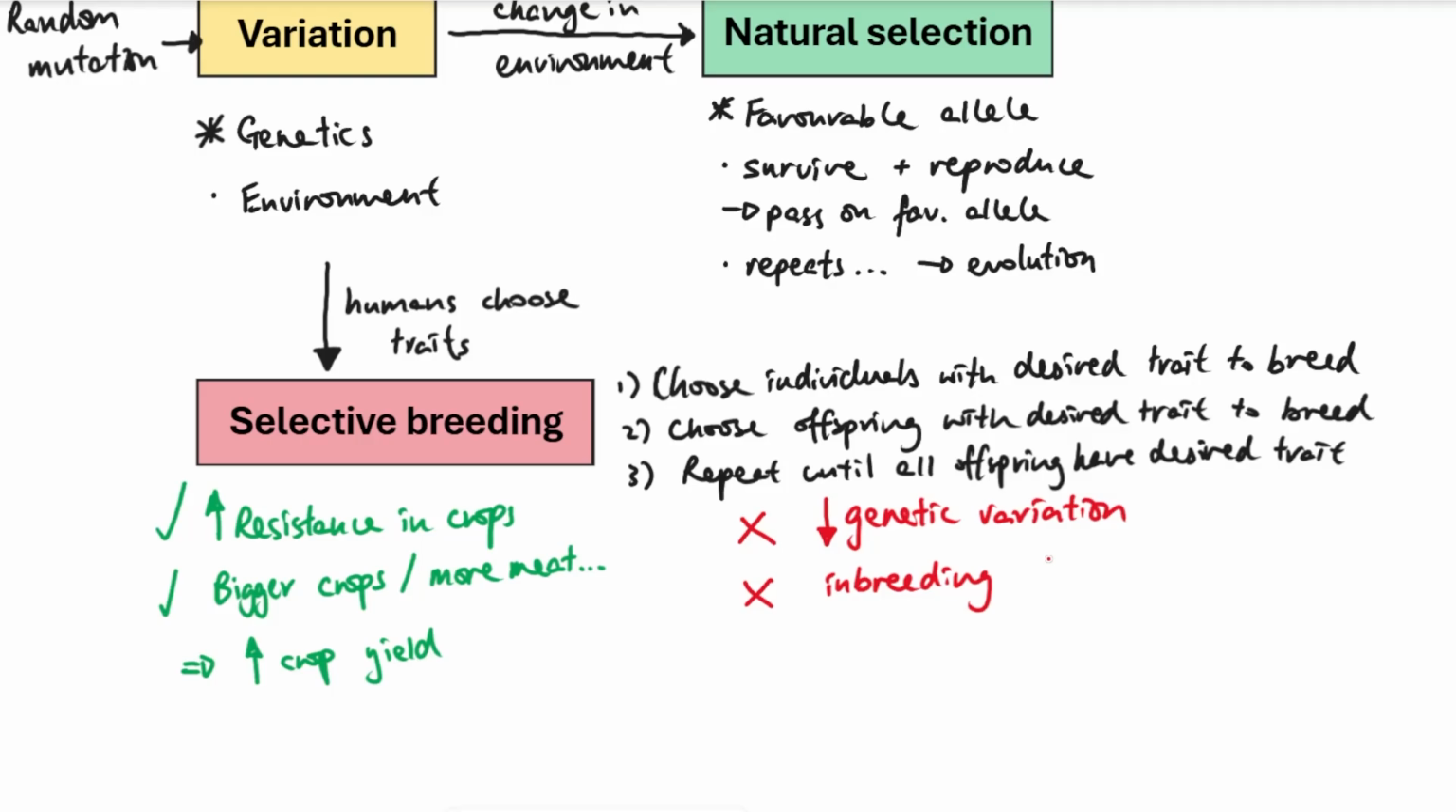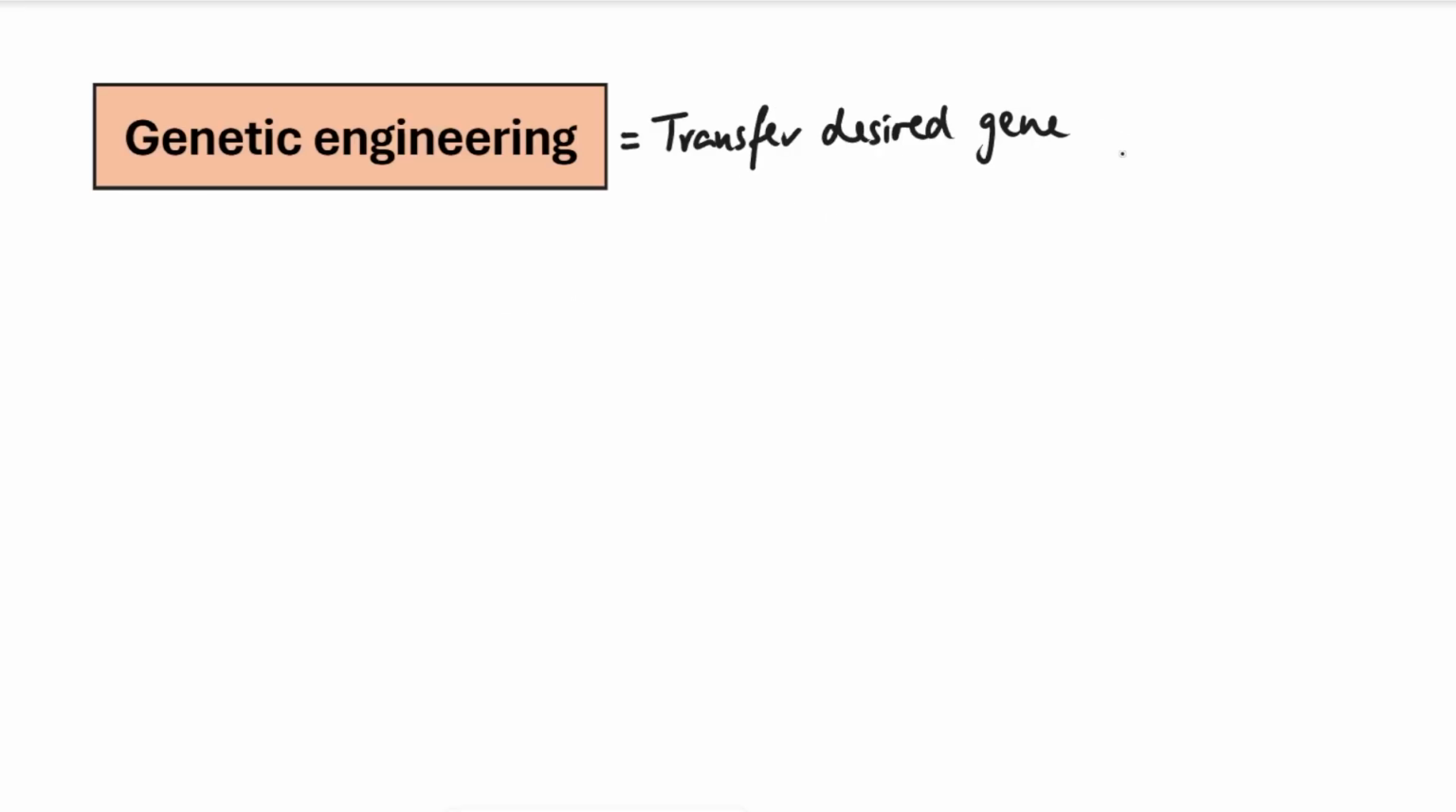Now, selective breeding, like I said, is really useful, especially in farming. But the thing is, it takes time, right? It takes quite a few generations of this until all of the offspring definitely have the trait that you want. So there's a faster way of doing this, which is genetic engineering. The concept of genetic engineering is about transferring a desired gene into a different organism.